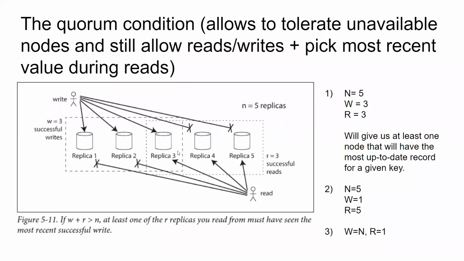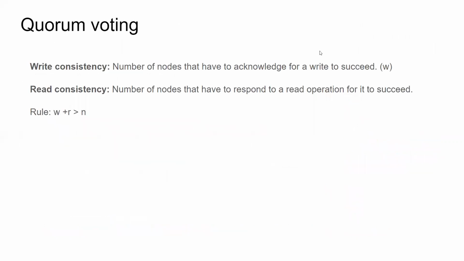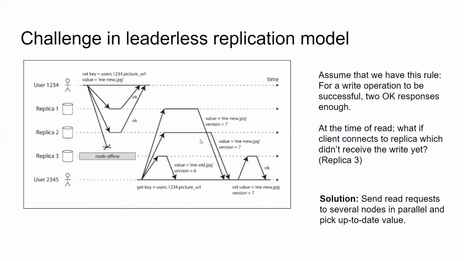So now, why is this rule relevant? If you look at this figure here, the quorum condition does two things. First of all, if out of N nodes some nodes are unavailable, how do you ensure that your system is not blocked and can still process reads or writes? That's goal number one. And the second idea is that when you try to read data, how do you ensure that you are reading the most recent value?